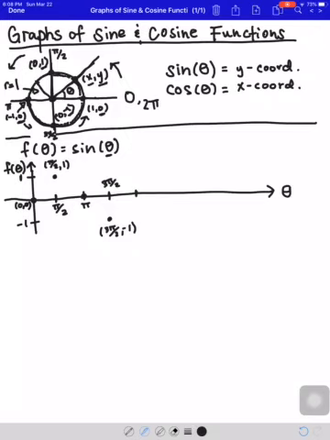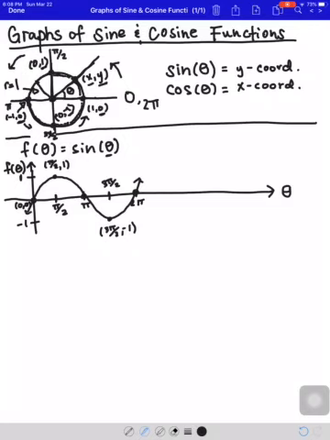So these two angles are coterminal. They have the same location. So my angle is 2 pi, and my function value is 0. And if we connect the dots, we get this sort of shape. We call this a sine wave.